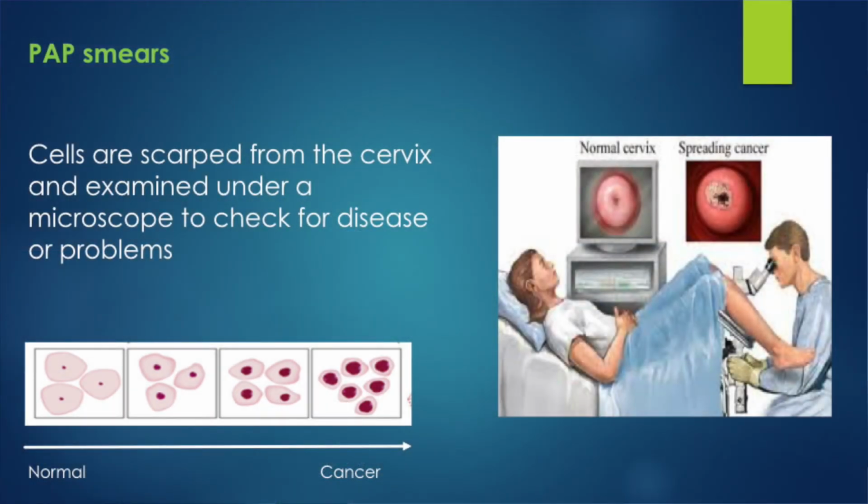The most common screening for cervical cancer is a Pap smear. A Pap smear is a diagnostic test. Women undergo a pelvic examination where cells are scraped from the cervix, smeared on a slide, and then examined under a microscope to check for disease or abnormalities.